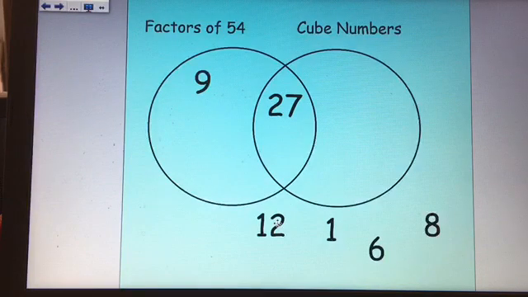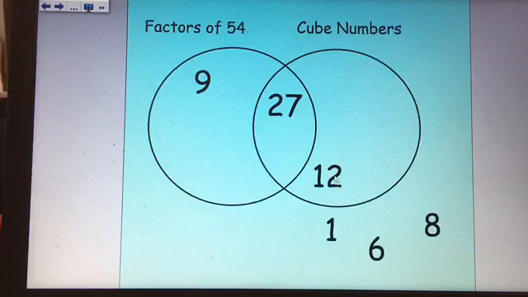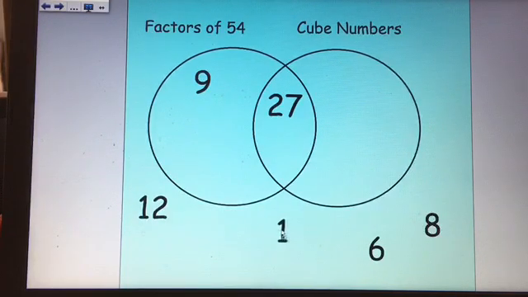12. Is 12 a factor of 54? No, 54 is not in the 12 times table, so I'm going to leave it on the outside there. Is it a cube number? Better just check that first. No, it is not, so that can stay on the outside. 1 is a factor of 54. Yep, 1 fits into all whole numbers, so it will definitely go in there. Is it a cube number? Well, 1 times 1 times 1 makes 1, so yes, it is a cube number, so it'll go right in the middle.